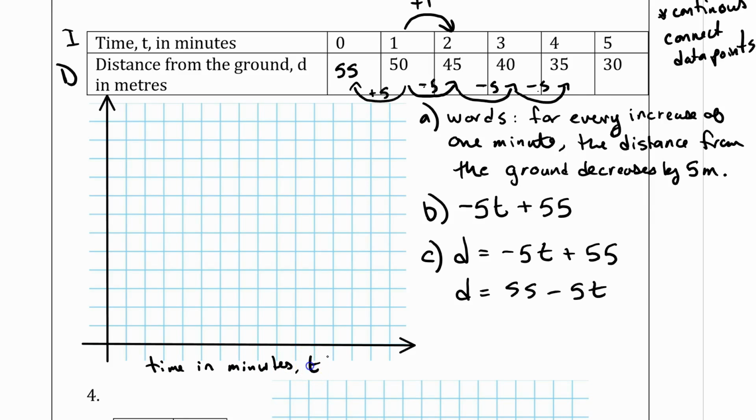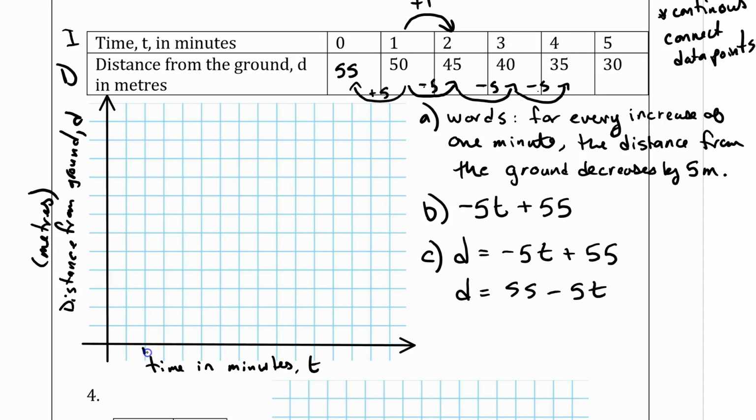And my variable is t. And distance from ground in meters as my d, and I'm just going to put here meters, just so we know. So I'm going from 0 to 5.